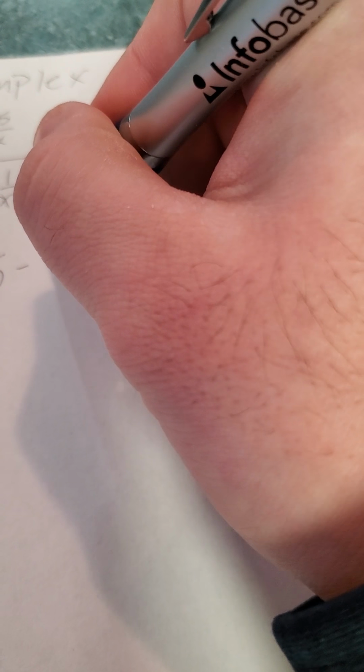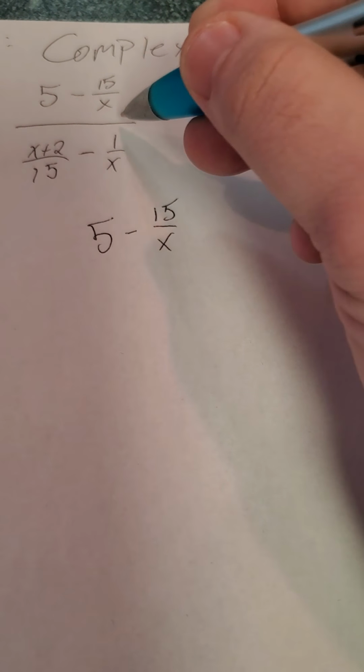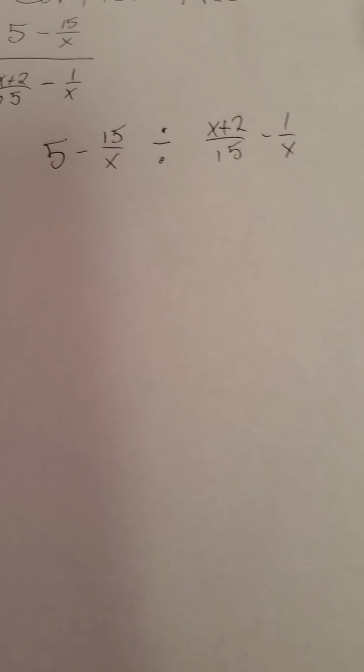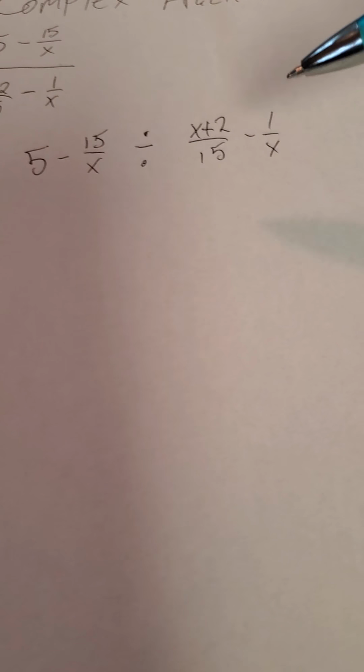We're going to rewrite 5 minus 15 over x. The top, I just rewrote the top. I'm going to put the old school division sign here, and then I'm going to rewrite what's on the bottom: x plus 2 over 15 minus 1 over x. Now essentially this becomes 3 different problems. You're going to have a problem here on the left, problem number 2 on the right, and then we take a look at the division sign.